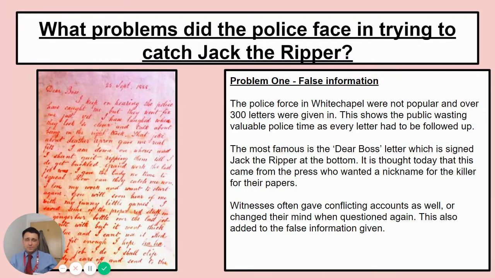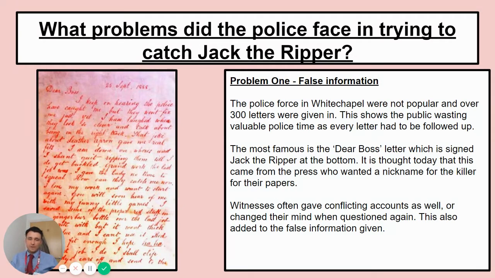Now, the police force, like I said, were not popular at all. And over 300 letters were handed in from people pretending to be Jack the Ripper. Obviously, people bored at home, didn't have anything better to do. I know what I'll do, I'm going to write a letter pretending I'm Jack the Ripper, taunting the police, and I'm going to send it to the police force. And this shows the public wasting valuable police time because the police don't know if something is genuine evidence or if it's false evidence. So the police have to follow up every letter that's handed in. A lot of police time was wasted this way.